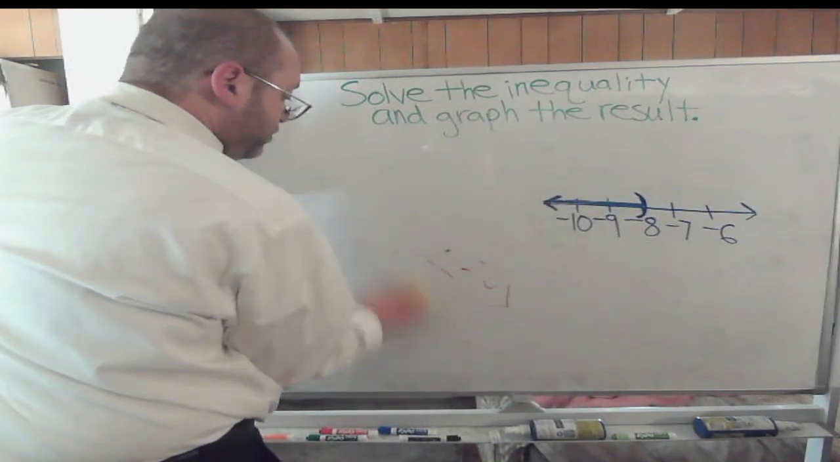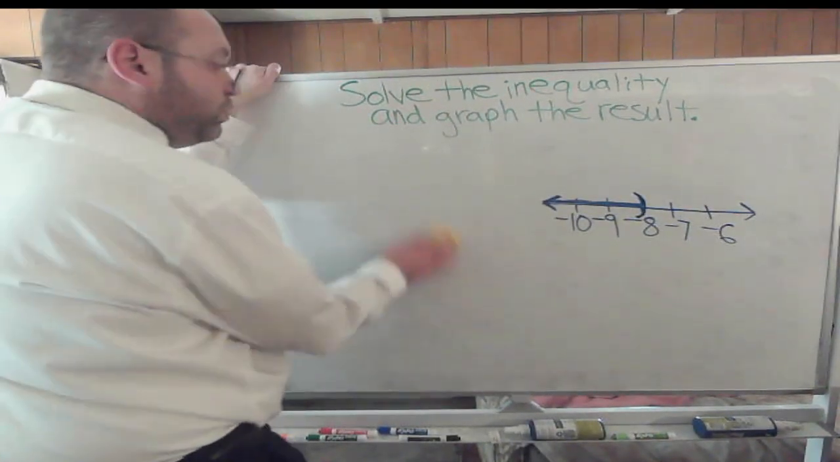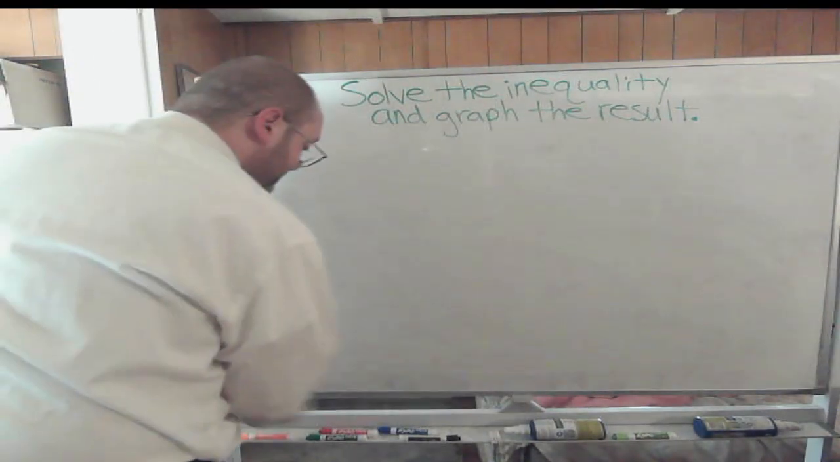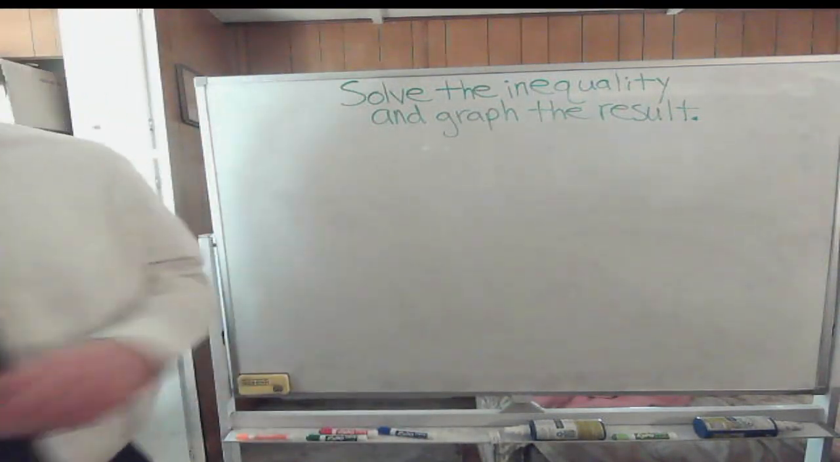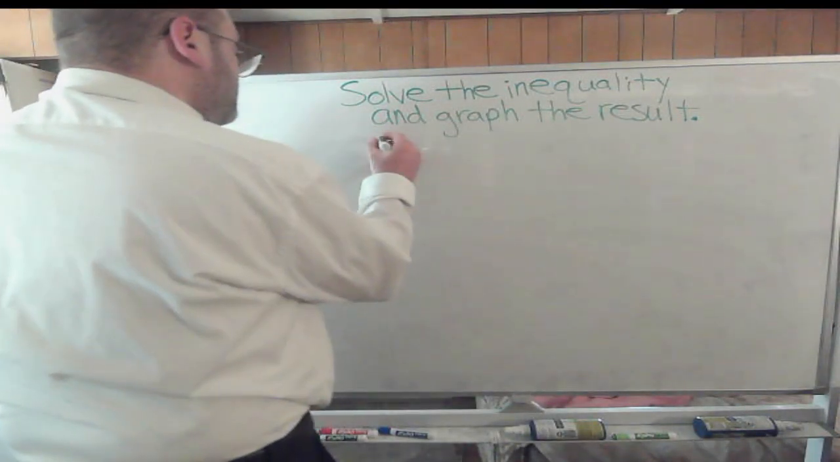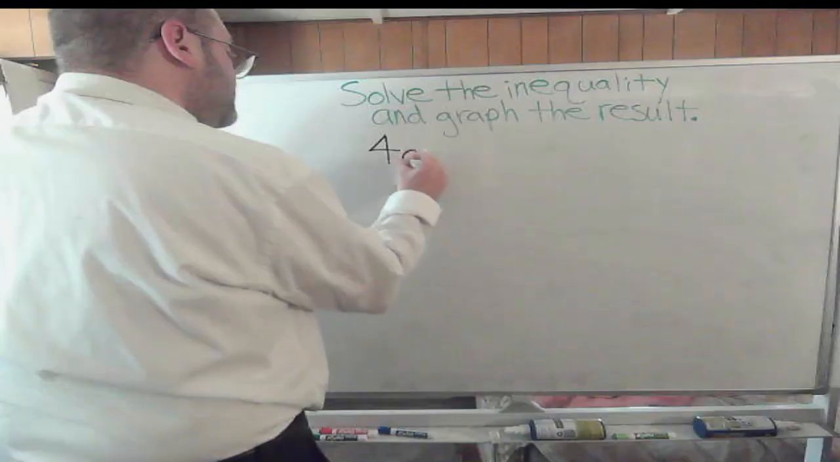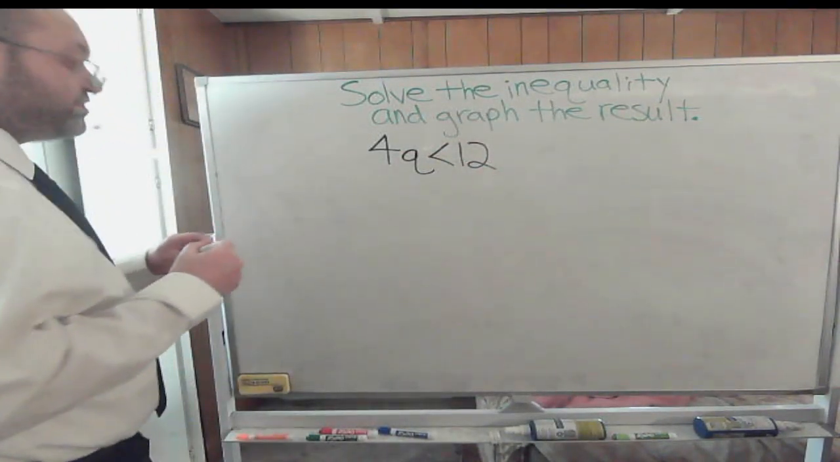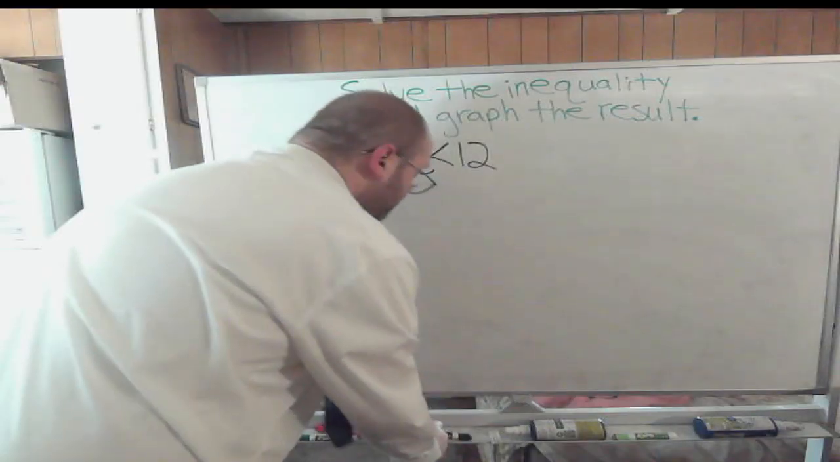So I know inequalities at first can be a bit wonky to work with, but they're really not that bad. They just have a couple more rules than equalities. Okay, what if here we have 4q is less than 12? So we have the problem 4q is less than 12.